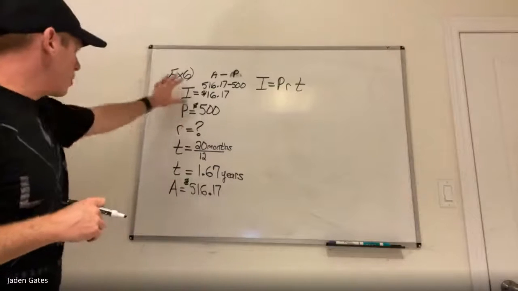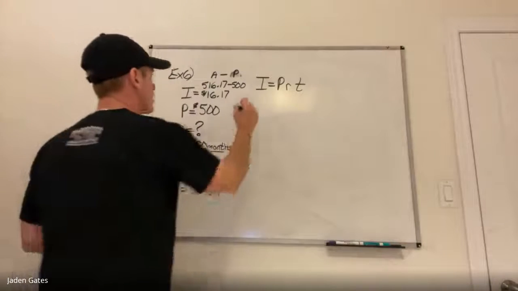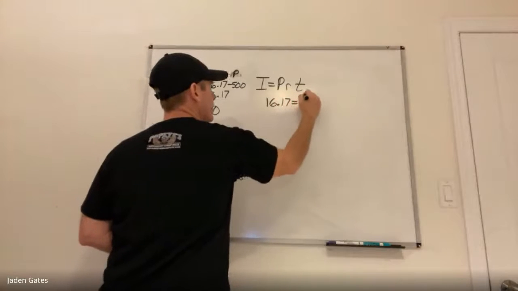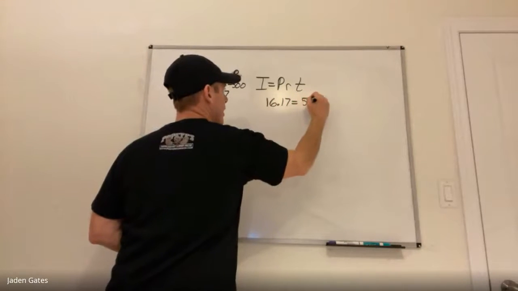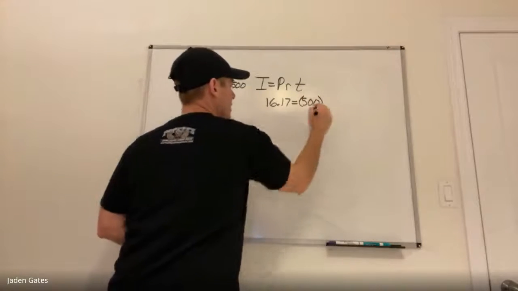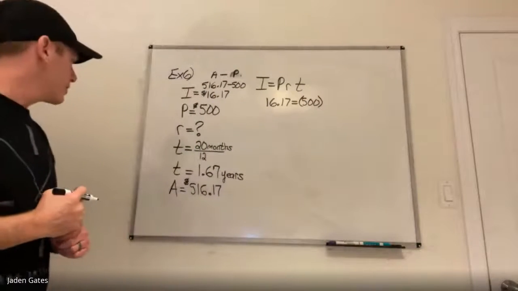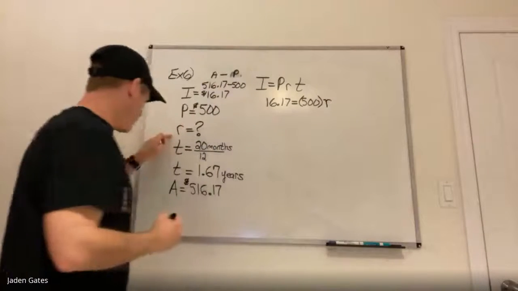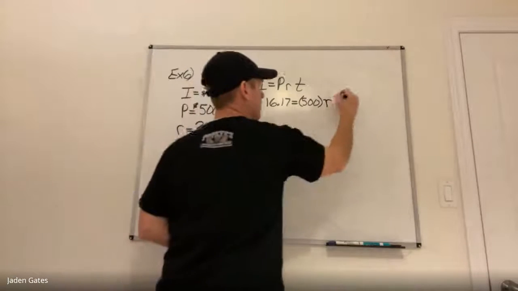All right, but now I've got all my values, so I'm going to substitute in. So my interest, as I was saying, is 16.17. That's how much was made. Principal, that's how much was put in the account, 500. We're looking for the rate, so there's our R there. And our time was 1.67.